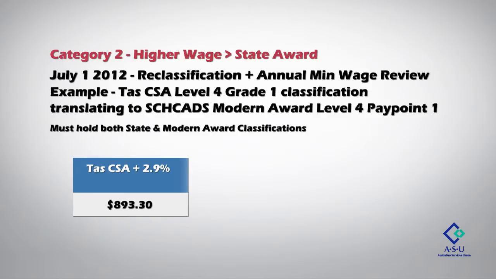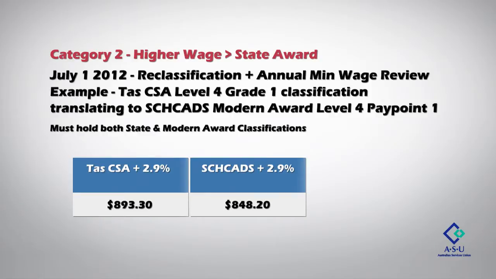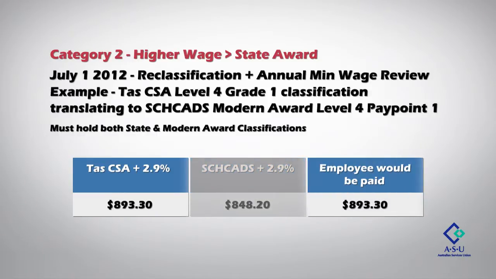For example, from July 1st, 2012, a person on the TAS-CSA Level 4 Grade 1 classification gets a 2.9% increase. Therefore, the annual minimum wage review would have increased their pay to $893.30 a week. If this person were translated to the SCHCADS Modern Award Level 4 Pay Point 1, they would receive $848.20 per week. However, this employee will be paid $893.30 per week because their rate is higher under the old award. Remember, under the ERO Clause 5.3, you'll be paid whichever is the higher pay rate.